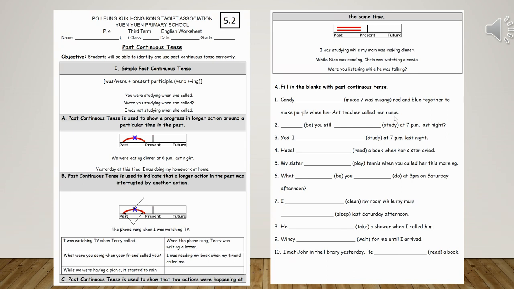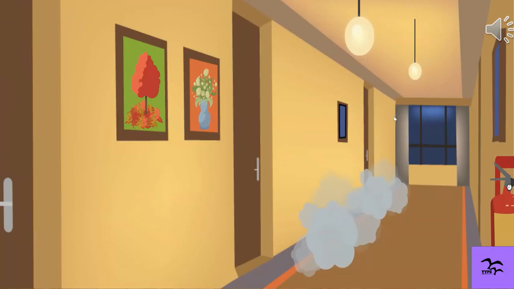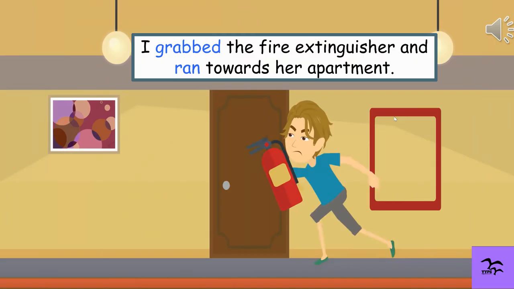Alright, that's all for the explanation part. Let's end the video by finishing the story. We stopped at the part where Daniel wanted to know about the source of the smoke. He said, I grabbed the fire extinguisher and ran towards her apartment. Well, it is obvious that grabbing and running towards somewhere close are short events, and there isn't much to focus on in this duration of time. That's why they are in simple past tense.